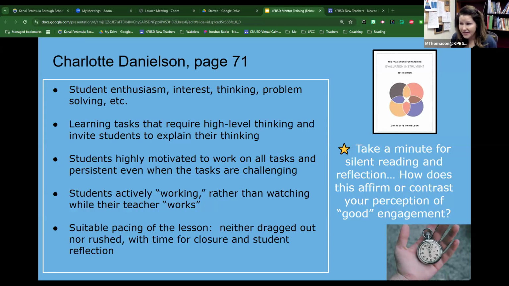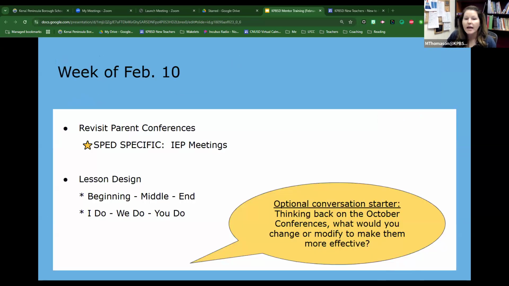All right, so again, that's what the white book says on page 71 about engagement. And that's really where we need to frame what engagement should look like in the classroom. Okay, so now let's start digging into each week of the mentoring weeks.